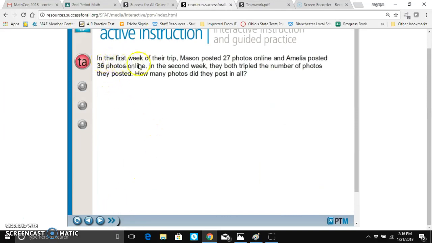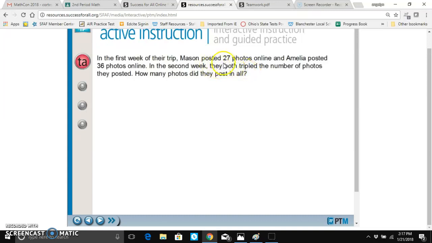It says, in the first week of their trip, Mason posted 27 photos online and Amelia posted 36 photos online. In the second week, they both tripled the number of photos they posted. How many photos did they post in all? Not only are we going to find the answer, but I'm going to show you how to set up this problem two different ways using the distributive property.